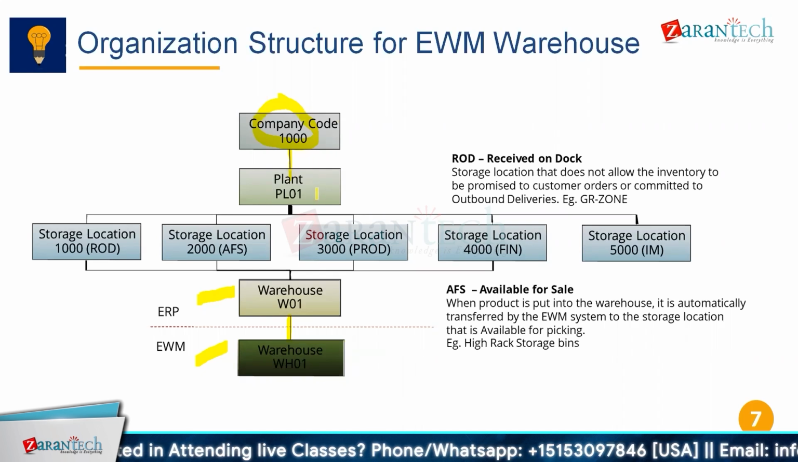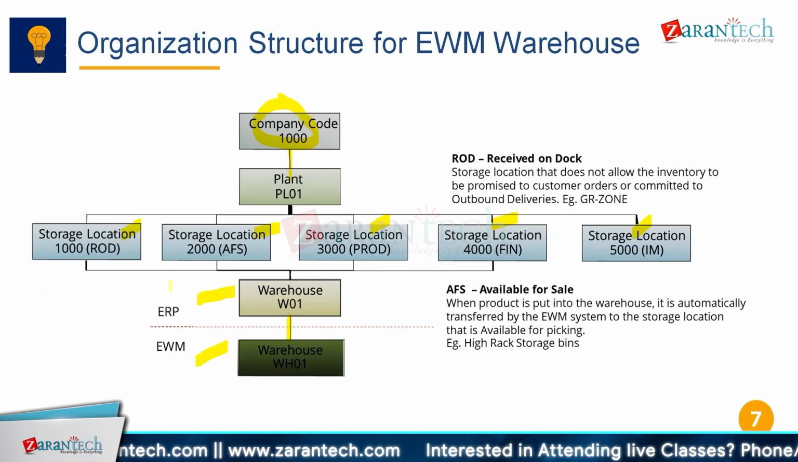We'll copy an existing plant. Again, which plant to copy from? The standard SAP template plant. I'll let you know which one to copy. And then we are going to have 4 storage locations, or rather 5. So basically, for testing all the scenarios for the warehouse that we are going to implement, we have to take 5 storage locations. ROD stands for receiving on dock.